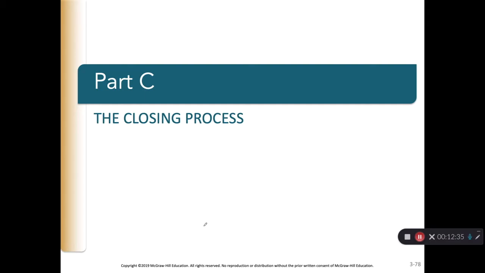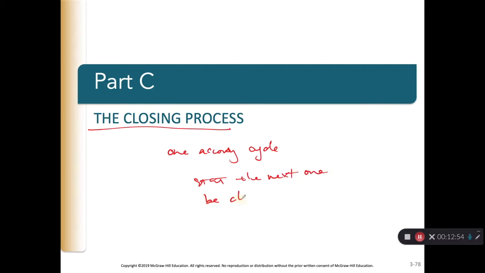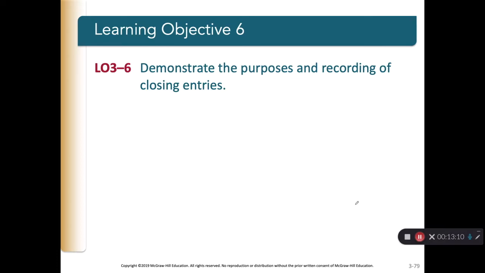Okay, great. So, the closing process. Why do we need a closing process? It's because we finished one accounting cycle, and we're going to start the next one. And there are certain accounts that need to be cleared to zero. These are called temporary accounts. And what kind of accounts are temporary accounts? That's what we need to figure out. Okay. So we want to first of all demonstrate the purpose of and record the closing entries.